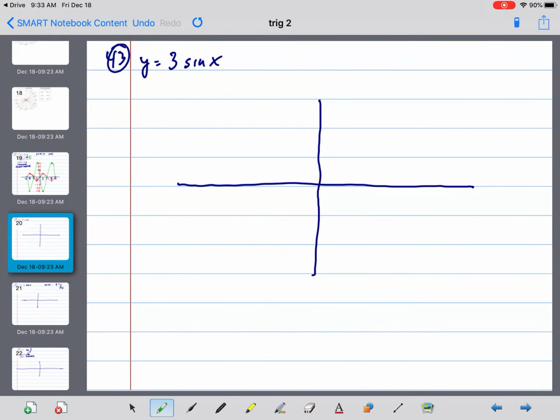All right, next, just some more graphs here today. 43, 3 sine x. So 3 sine x, that 3 means it's going to go up to 3. That increases the amplitude. So that's why I put it up to 3 here. 1, 2, 3, and down to -3. 1, 2, 3.